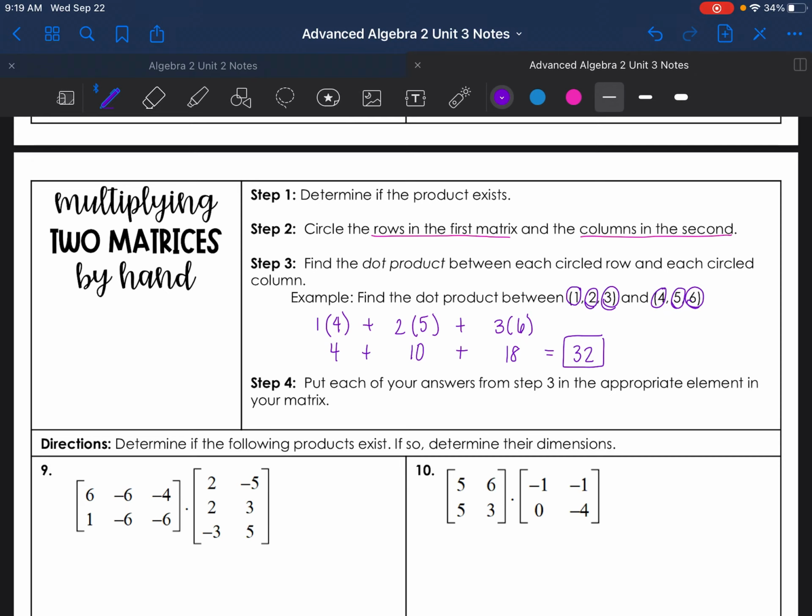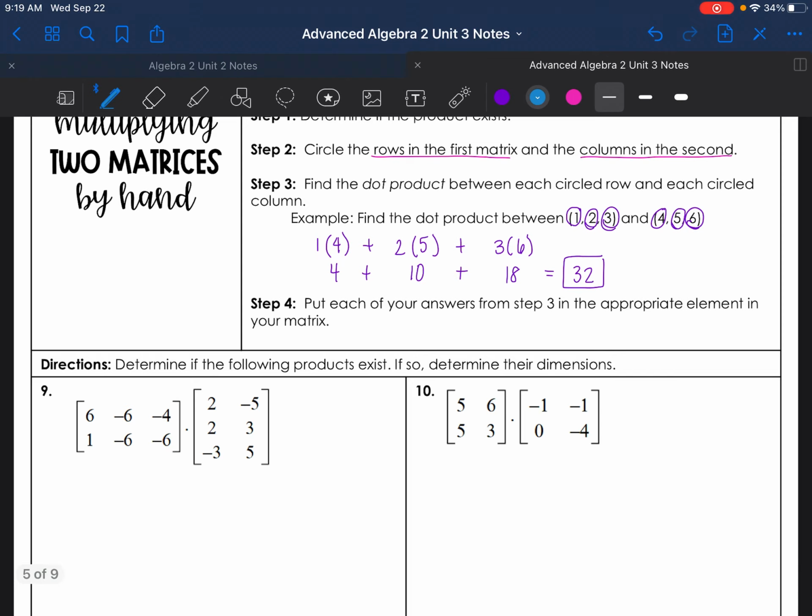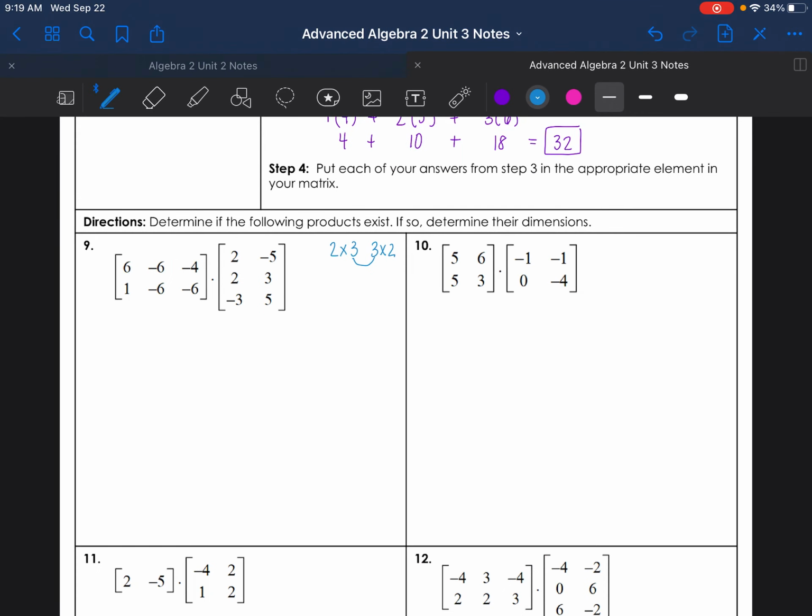All right, so let's get into an actual example. Make sure you're really paying attention. First we need to decide if it exists. We have a 2 by 3 and a 3 by 2, so this does exist, and I'm going to go ahead and make a spot down here at the bottom for our answer. That's going to help you a little bit.